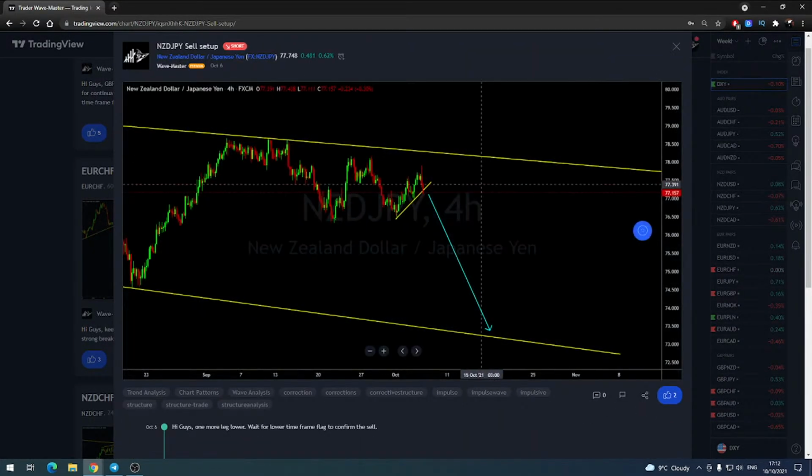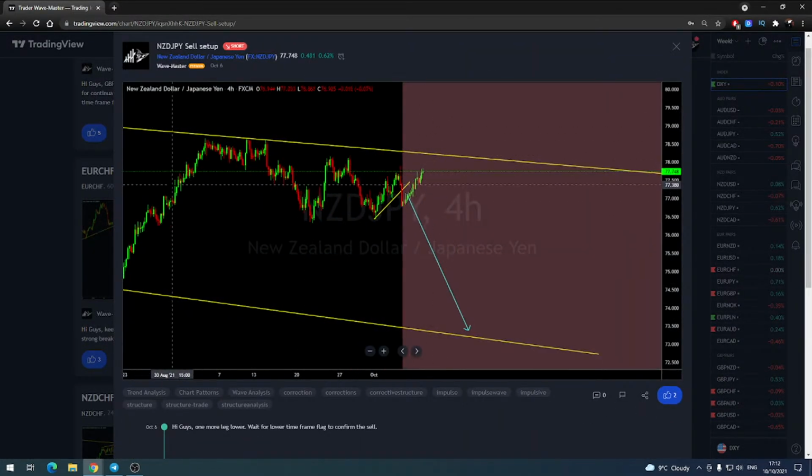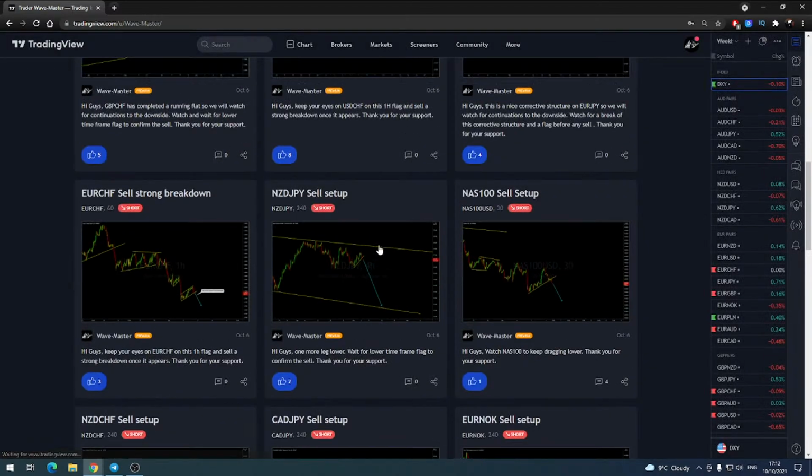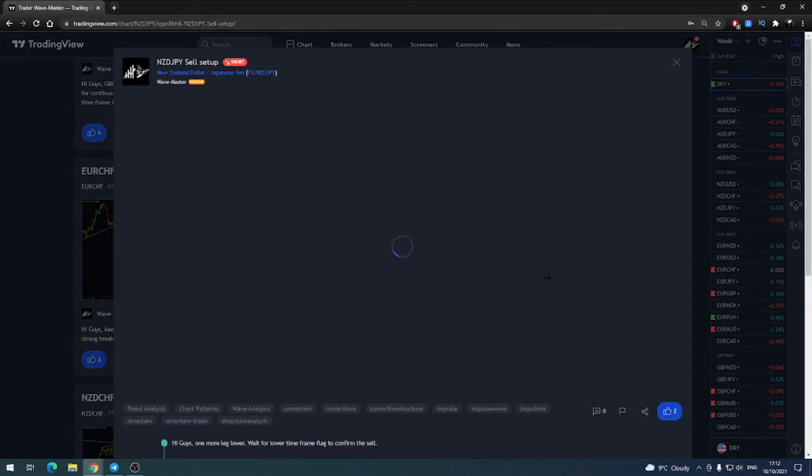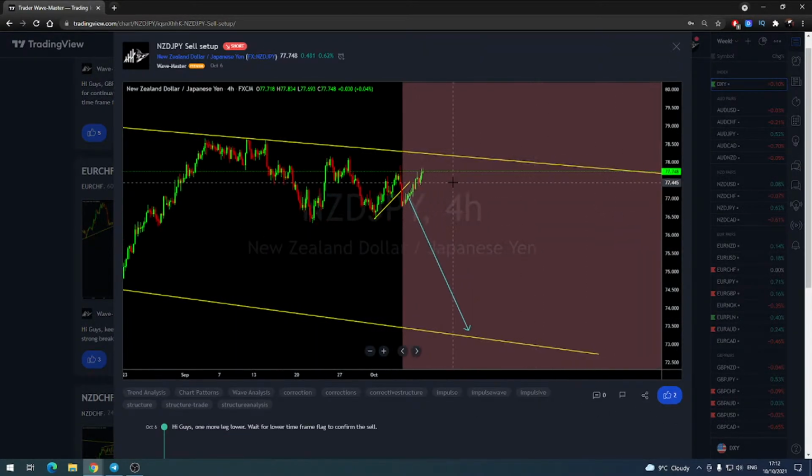New Zealand Yen setup, that was from the top. You have an updated version. No, this one is not updated, sorry. New Zealand Yen, it's not yet there. It's still there. We will still watch it for the sell.